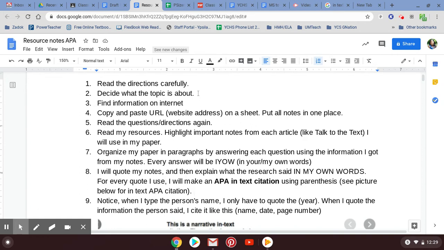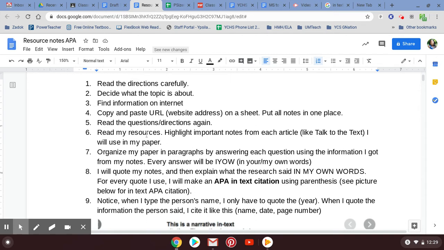Now that you've made a decision about what you want to write about, go on the internet and start researching. Remember, you should copy and paste your website addresses or URLs and put them on a document or a Google Doc. Put all your notes in one place so you don't have to run around looking for them. Now go back and look at your directions again. I know you're thinking, oh my gosh, I already know what I have to do. Make sure that you do. Go back and take a look.